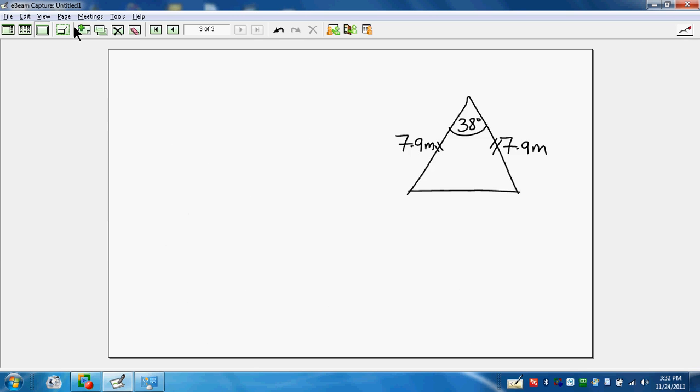Okay, so we are now looking at exercise 155, number 10. And in this one, they said, find the altitude of an isosceles triangle whose vertex angle is 38 degrees and whose equal sides are 7.9 meters long. So they would like us to find the altitude.